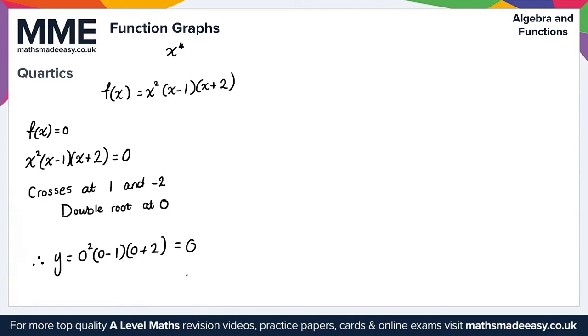Now, the coefficient of x to the 4 is positive, so the curve will be positive for very positive and very negative x values. And therefore, we've got enough information to sketch this graph. If we put all of this together now, we obtain something of this form. Okay, so you should get something that roughly looks like this. And again, just highlighting what we've got here, we've got our double root at 0, and it crosses the x-axis at 1 and minus 2 there.